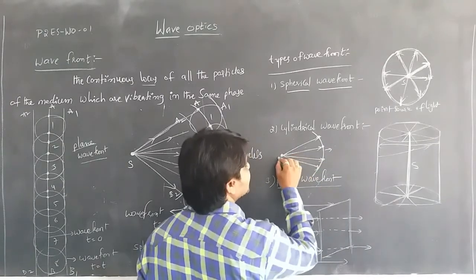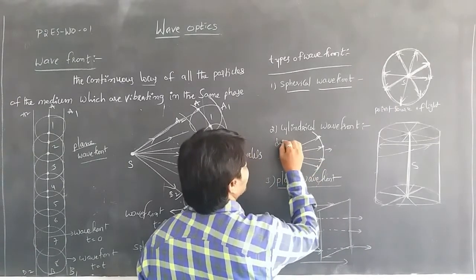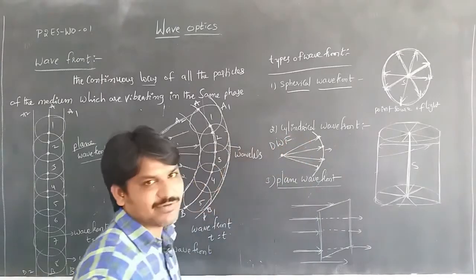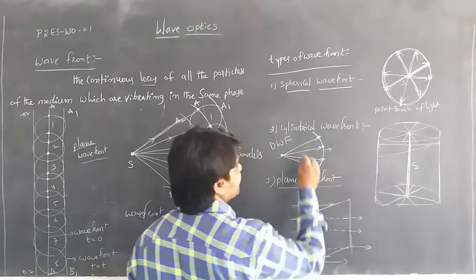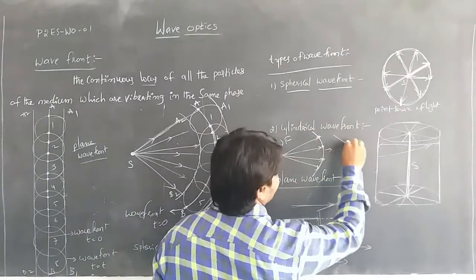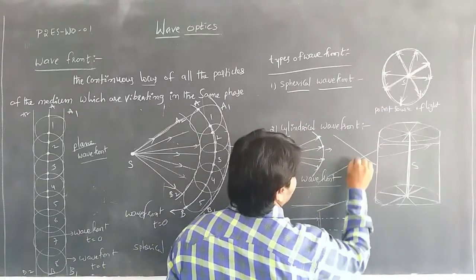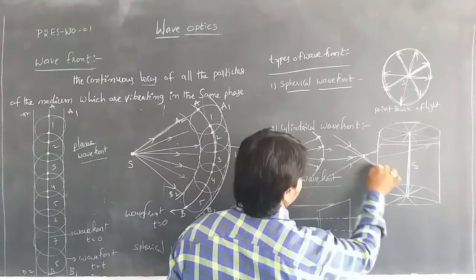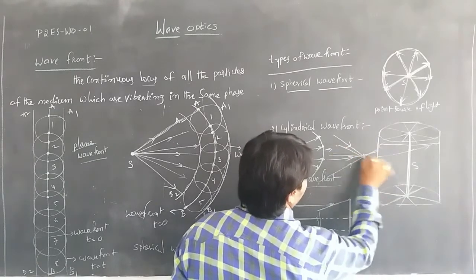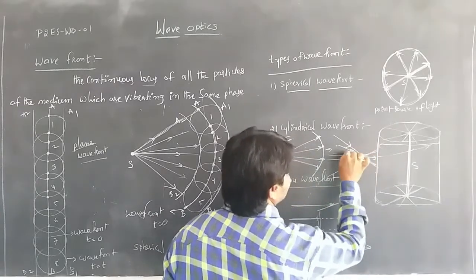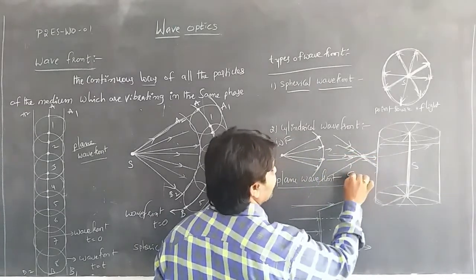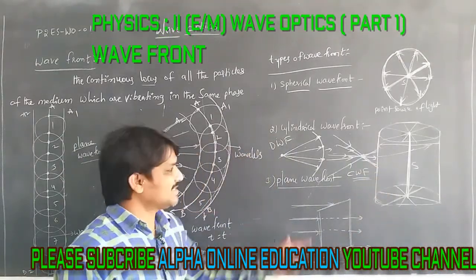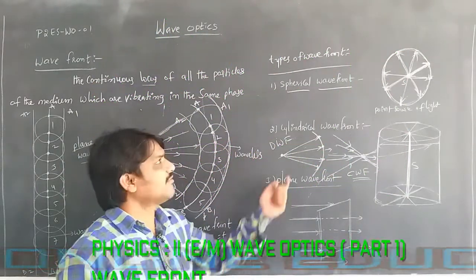Which wavefront is this one? A diverged wavefront, DWF. If the light rays come from all sides and converge at a point, like this, then it is a converged wavefront, CWF. These are the types of wavefronts.